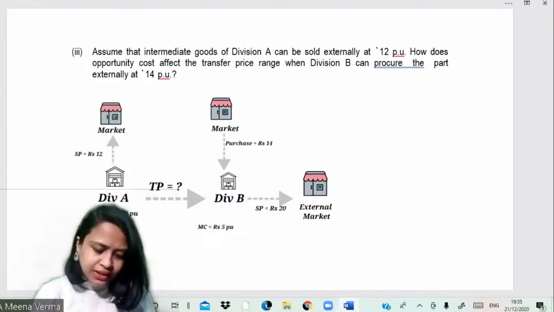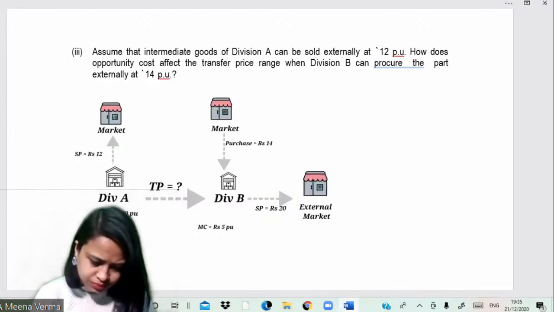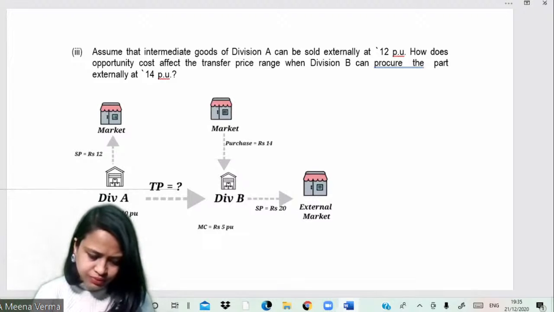Please tell me quickly the answer of this portion. Quickly, quickly. I hope you have done this.